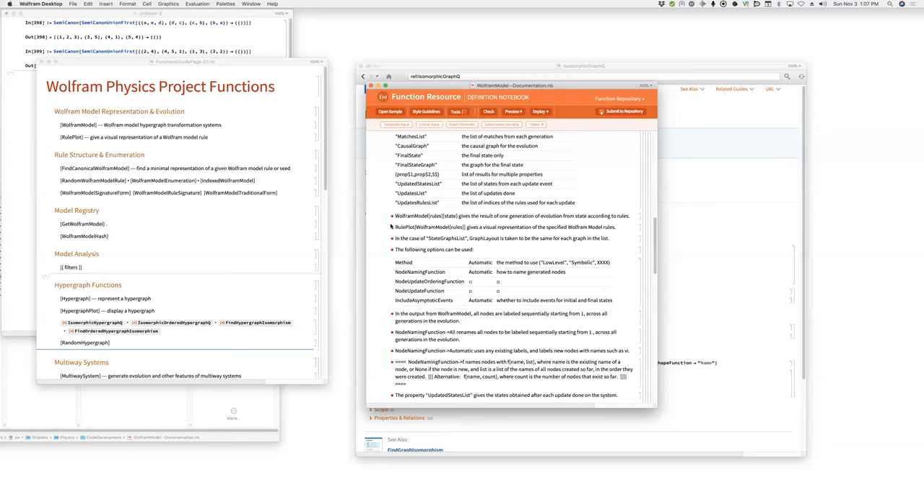Well, I think the general case is to give it the function that would compare matches. And I think we actually already documented this. The function that would compare matches. What does that mean?